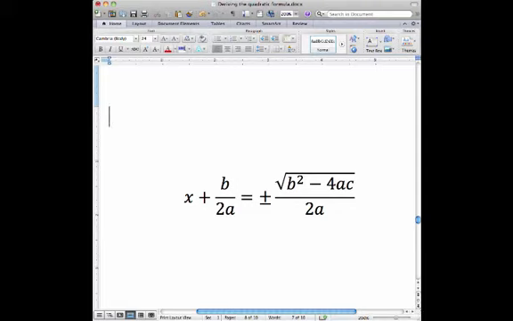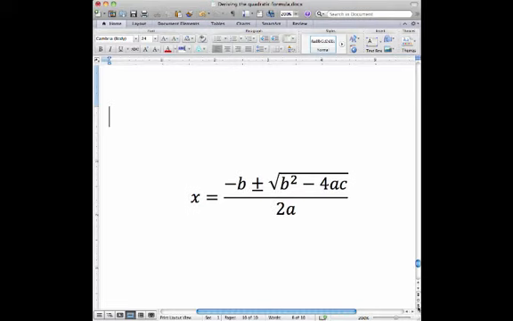Our next step is to solve for x. Isolating the x, we need to subtract b over 2a from both sides. So subtracting b over 2a from both sides gives us this next step. Notice that the two fractions that we have left in here on the right-hand side already have a common denominator, so we can put these two fractions together into one fraction. So simplifying gives us our final step in this process.